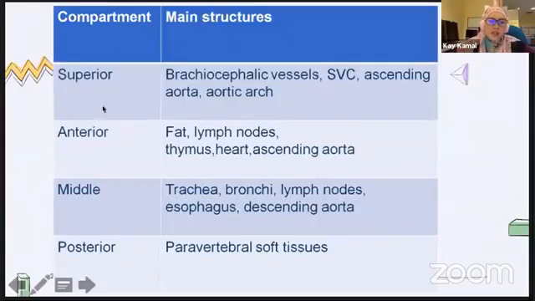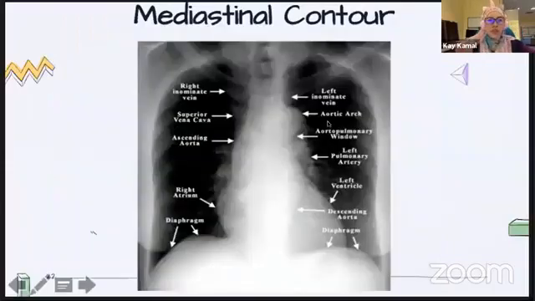And these are the main structures within the different mediastinal compartments. So this is the mediastinal contour. Whatever it is, for you to understand abnormal, you must first understand normal. So we must have in mind what normal looks like.